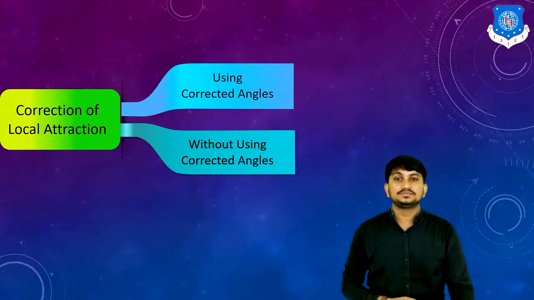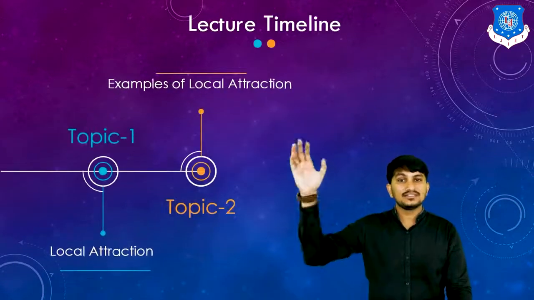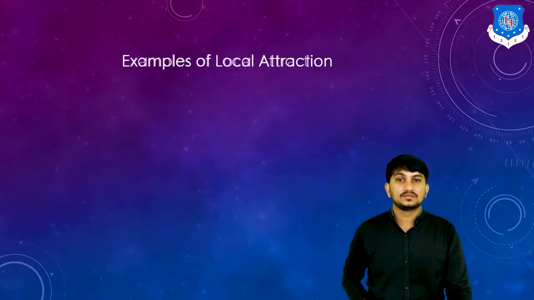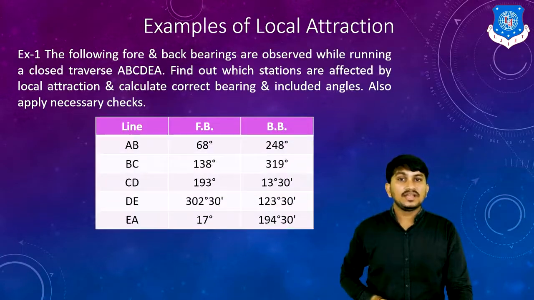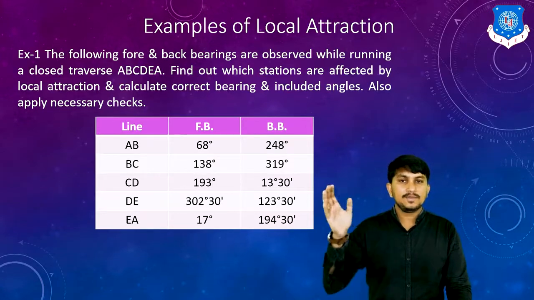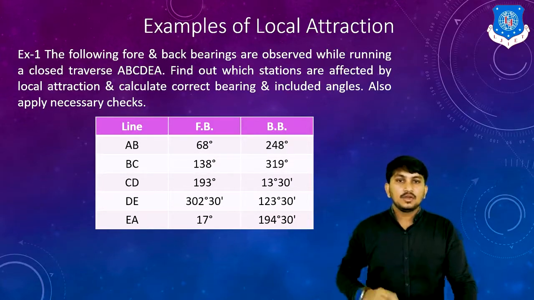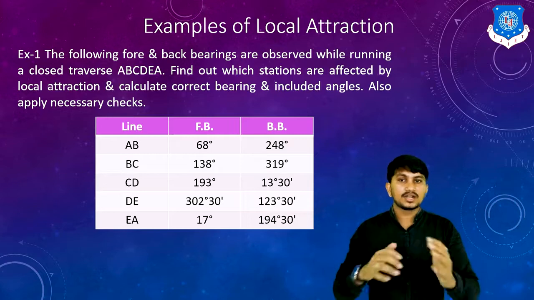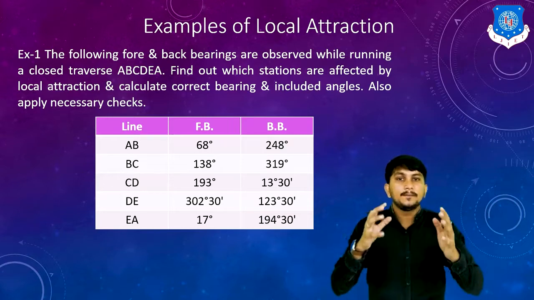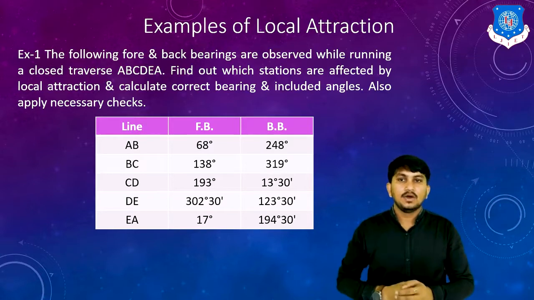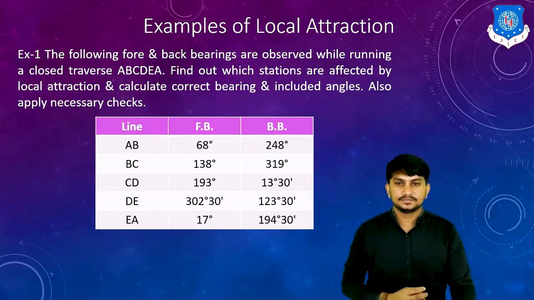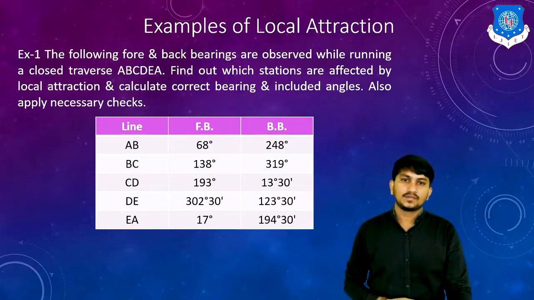Let's see the example. So the second topic is example of local attraction. We will start this. The following forward bearing and back bearing are observed while running a closed traverse A, B, C, D, E, A. Find out which stations are affected by local attraction and calculate correct bearings and included angles, means interior angles. Also apply necessary checks. This is the data given.